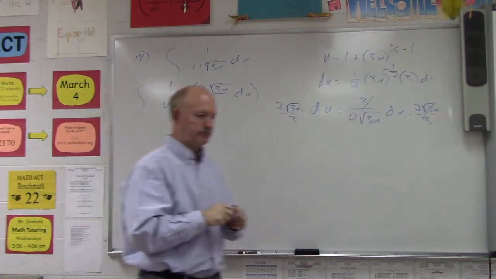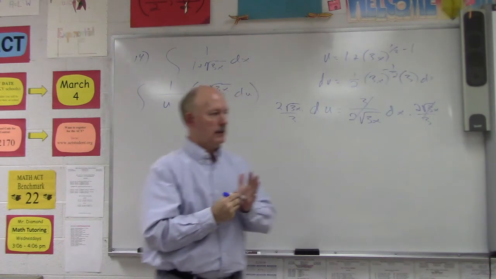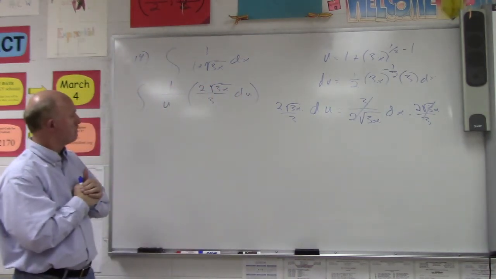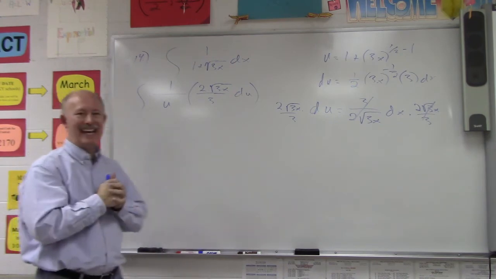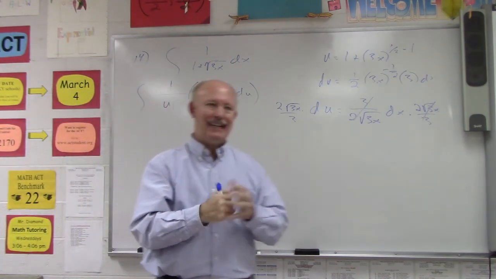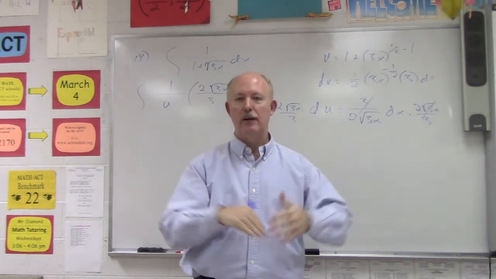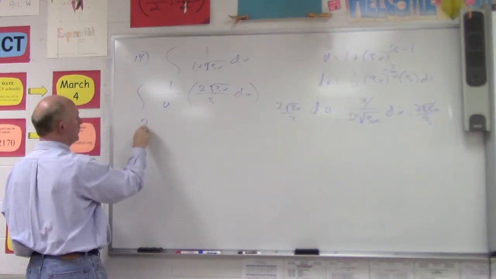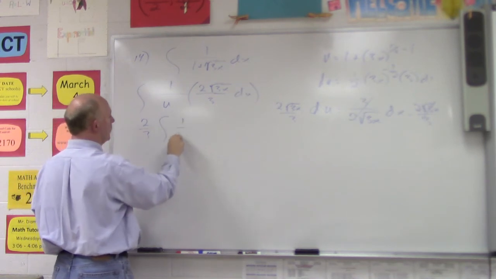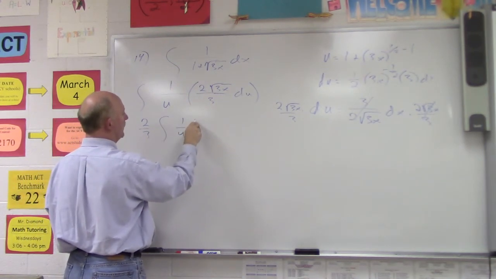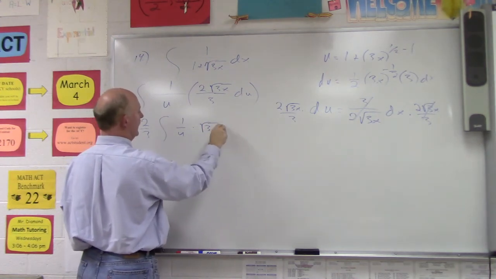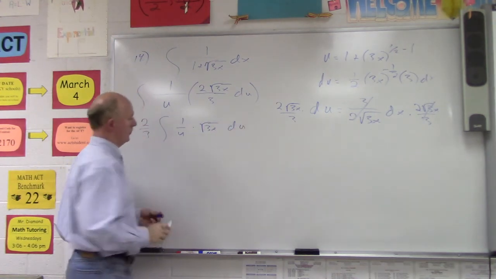Notice now, as you look at this problem, we're stuck with x. We have an extra x variable here that we can't cancel out. I can pull the 2/3 out front, though, so it becomes 2/3 integral 1 over u times the square root of 3x du. So this is what we have.